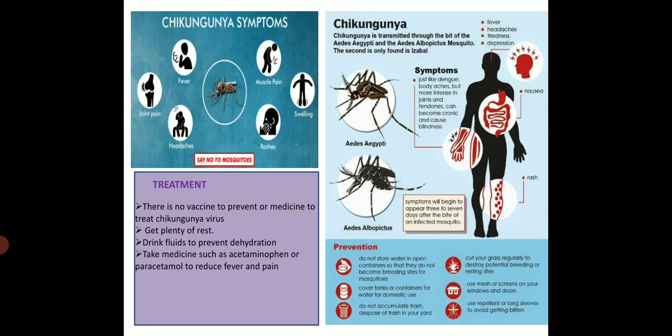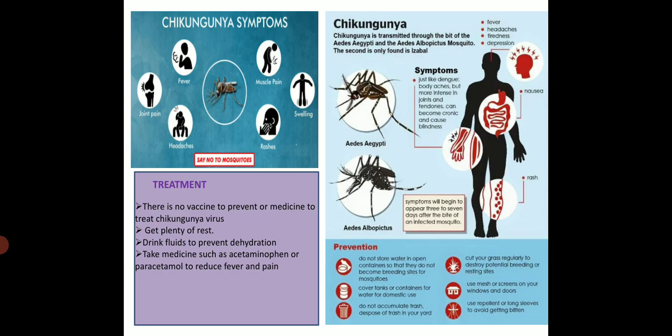These are the early symptoms when you see chikungunya. Here the other symptoms you find are fever, headache, tiredness and depression, and also symptoms you can find like dengue, that is body aches and all, and also nausea, and other than that you can see the presence of rashes. The symptoms will begin to appear 3 to 7 days after the bite of an infected mosquito.